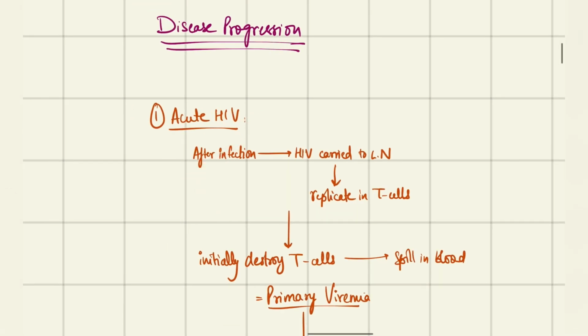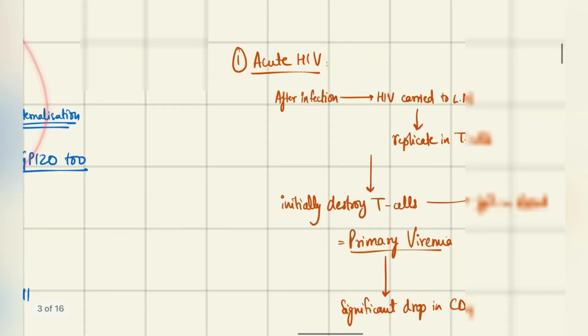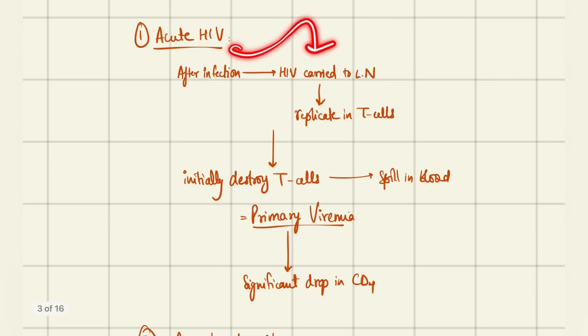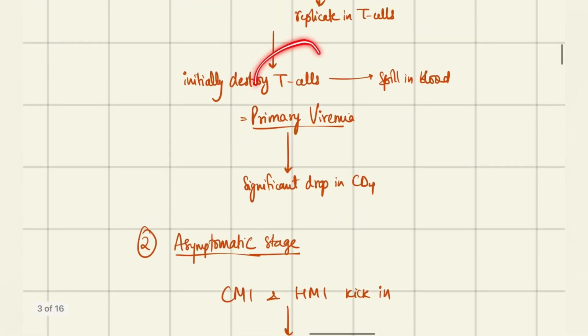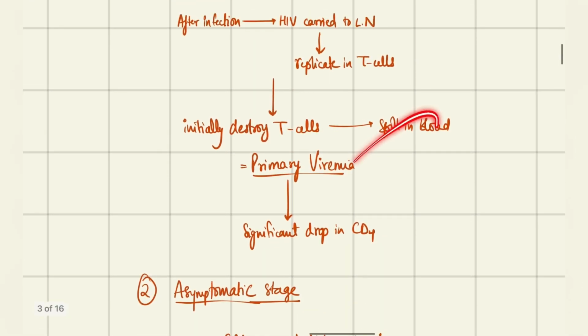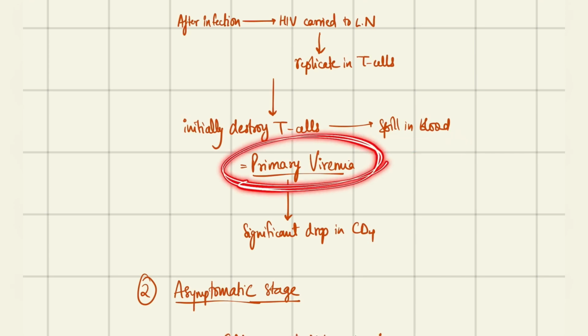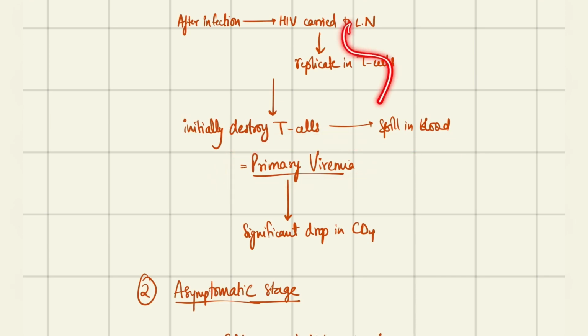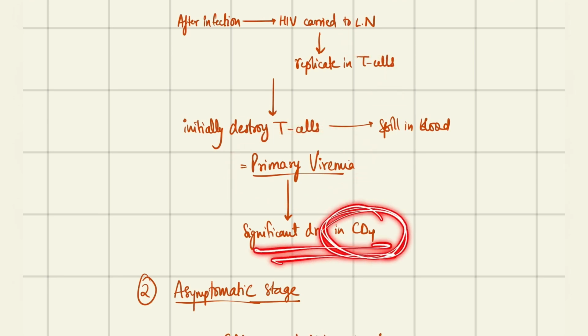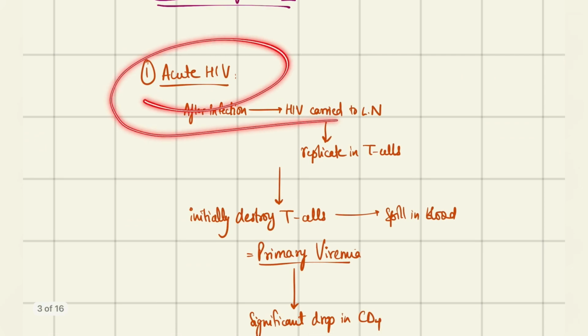So after infection, after the whole pathogenesis mentioned over here, after that the HIV is carried to the lymph nodes. There it replicates in the T cells. Replication. So infection, then carried to the lymph nodes, replication. Initially it will destroy the T cell. Initially this is a new infection. Body does not have any antibodies, any host response, nothing is there. So initially it will destroy the T cells and spill in blood. Basically what we witness is primary viremia. When it just enters, primary viremia, and there is a significant drop in CD4 to be noted. This is the acute HIV.